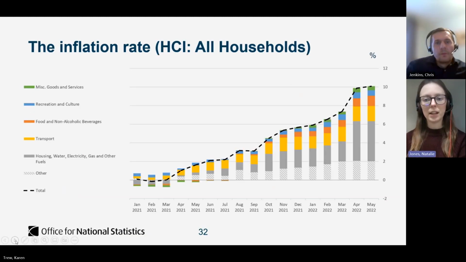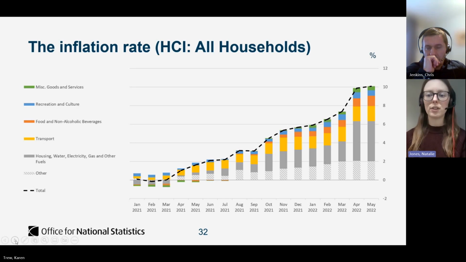Here is an example of a contributions chart for the household cost indices. The black dotted line is the inflation rate for all households, and the bars show the contribution from each of the different categories.